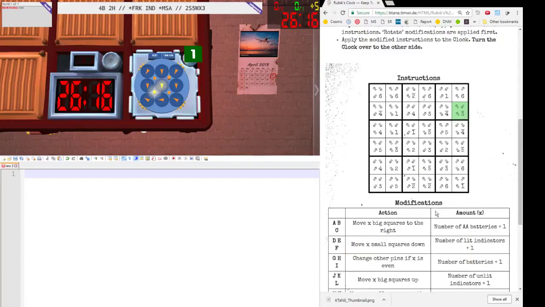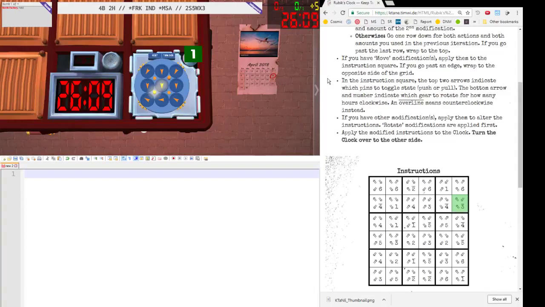So these shifts just basically move around these instructions or maybe modify them slightly. Well, what do these instructions mean? As it says here, the top 2 arrows indicate which pins to toggle. The bottom tells you which gear to rotate, and the number tells you how much to rotate it. Usually you just read it out like this. So this would be top left, bottom left, which tells the defuser, click the top left, click the bottom left. And then turn the top left 3 counterclockwise.